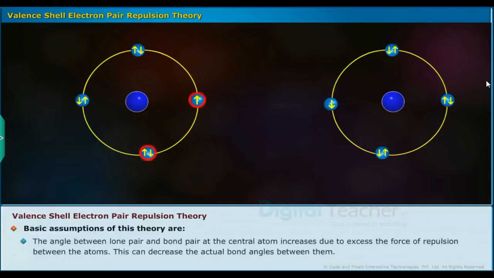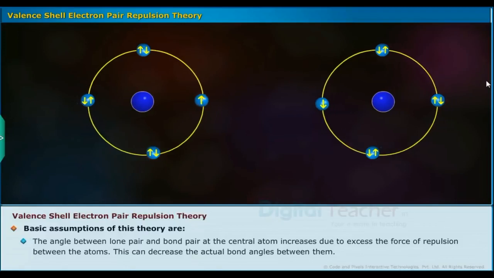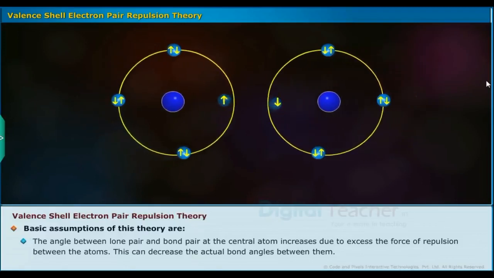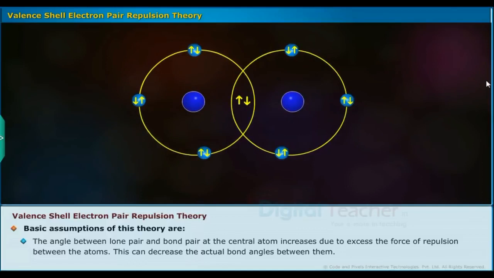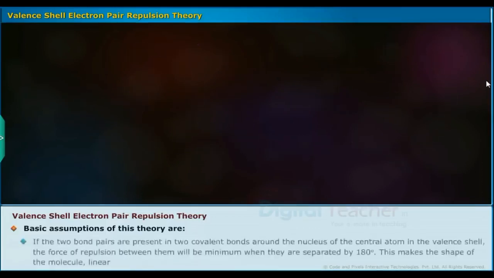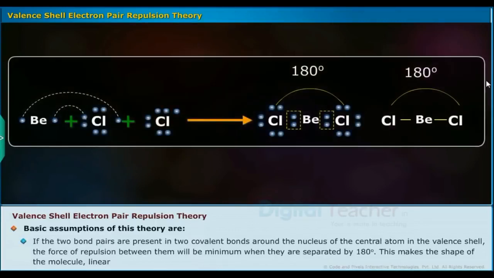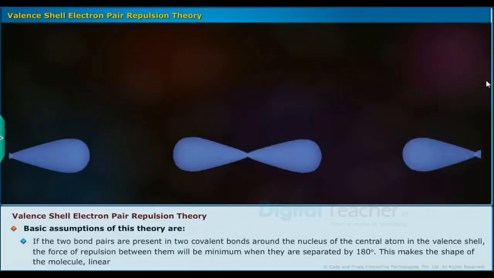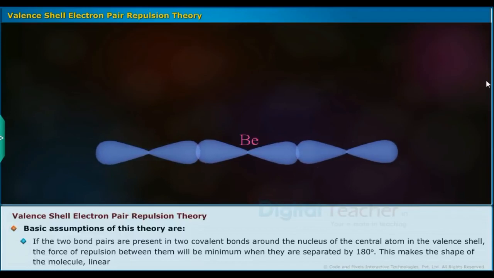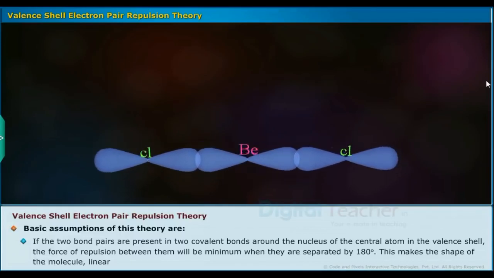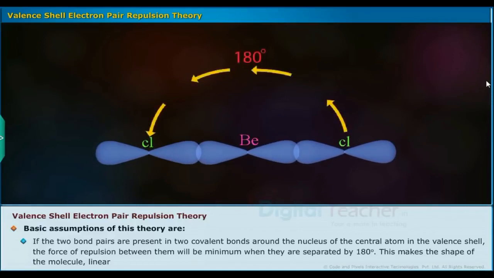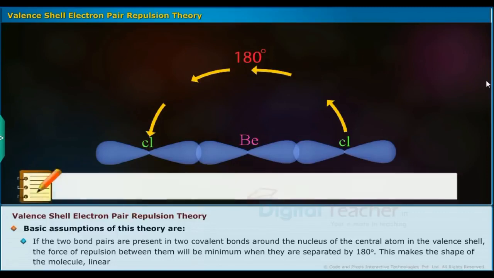The repulsion between lone pair and bond pair at the central atom increases due to excess force of repulsion between the atoms. This can decrease the actual bond angles between them. If two bond pairs are present in two covalent bonds around the nucleus of the central atom in the valence shell, the force of repulsion between them will be minimum when they are separated by 180 degrees. This makes the shape of the molecule linear.